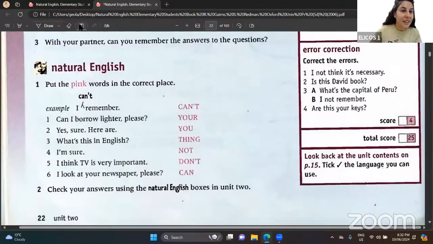So we're going to ask for something. Can I borrow your lighter? We need to add it just here. Can I borrow your lighter? Yes, sure. Here you are. Make sure it's just there. Here you are.